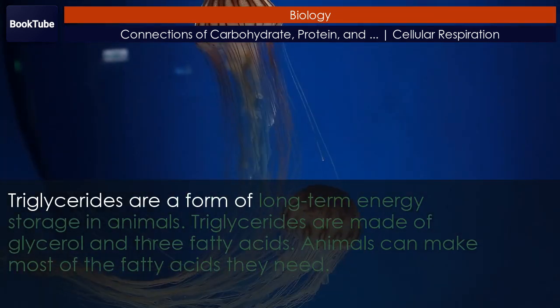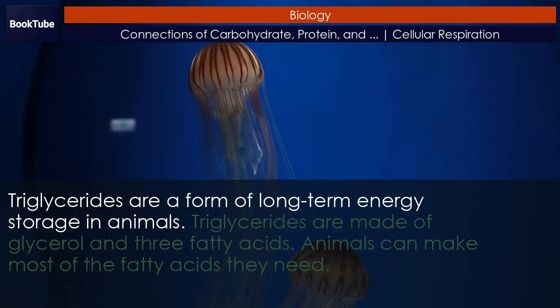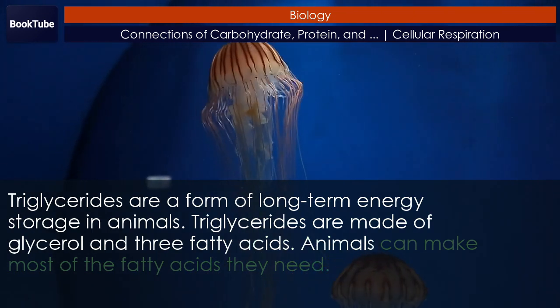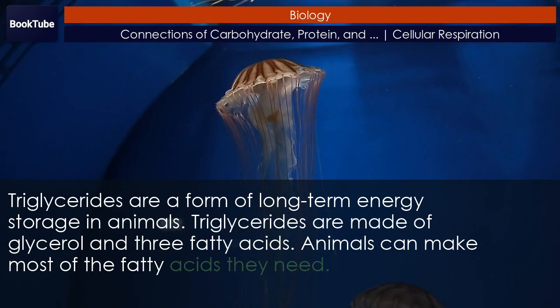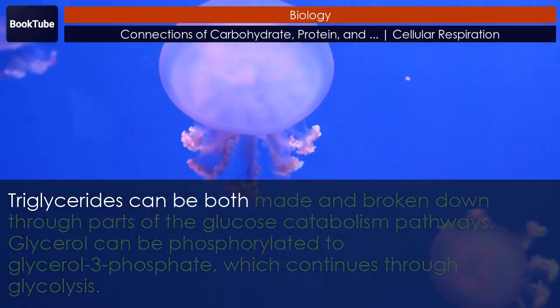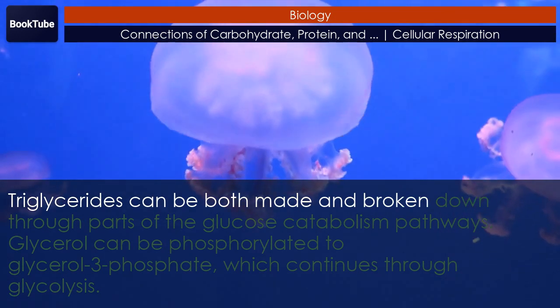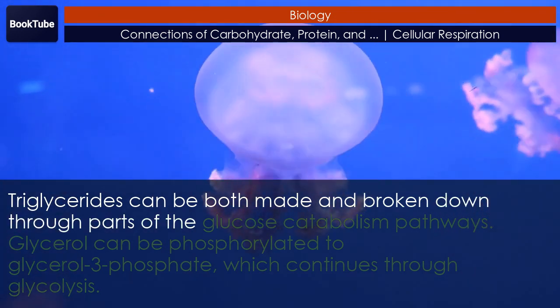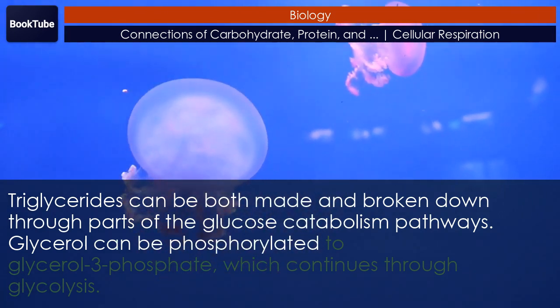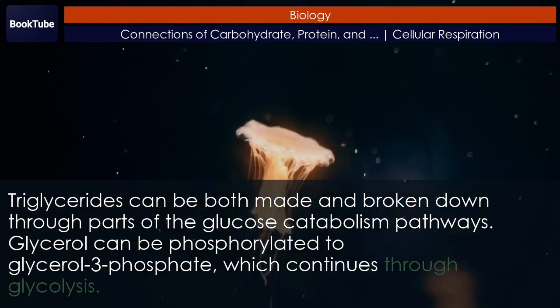Triglycerides are a form of long-term energy storage in animals. Triglycerides are made of glycerol and 3 fatty acids. Animals can make most of the fatty acids they need. Triglycerides can be both made and broken down through parts of the glucose catabolism pathways. Glycerol can be phosphorylated to glycerol 3-phosphate, which continues through glycolysis.